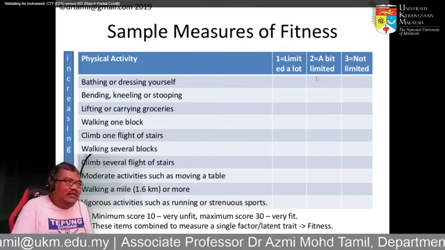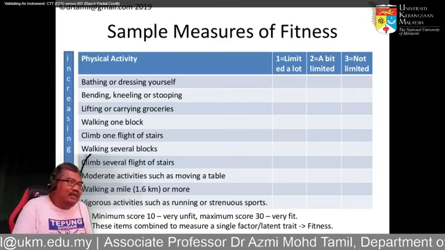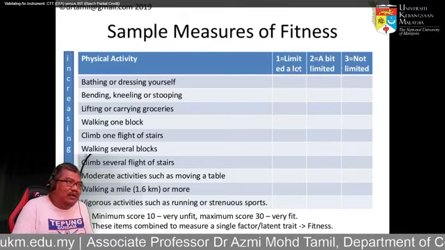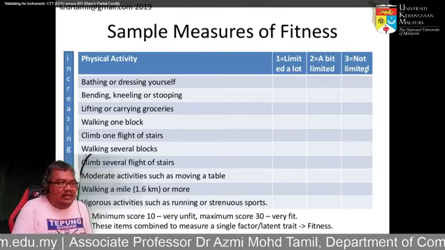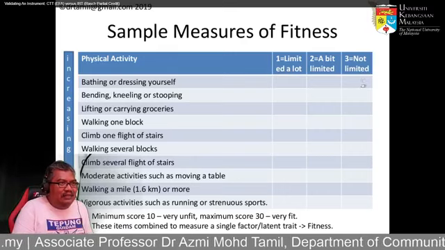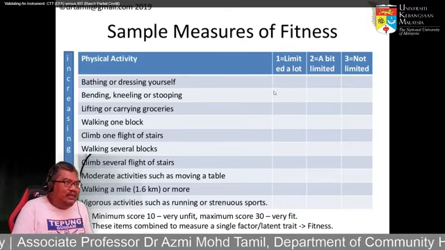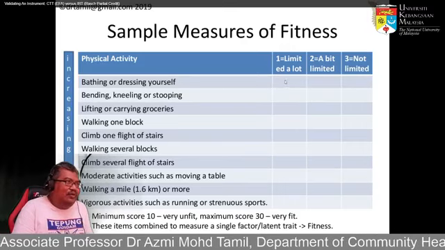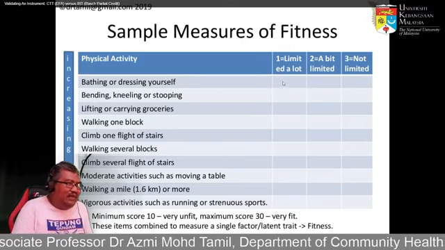So as you can see, we have a scoring method here: 1, 2, and 3. Since we have a scoring method of 1, 2, and 3, we can see clearly that those who are not limited at all, they get the highest mark. Those who are limited a bit, they get a lower mark. Those who are limited a lot, they get very little marks.